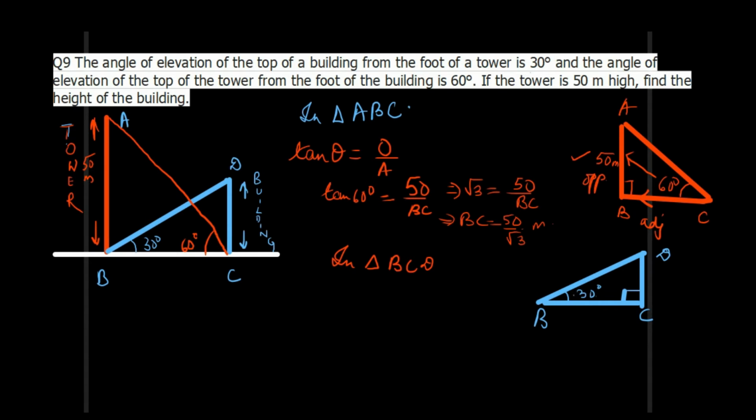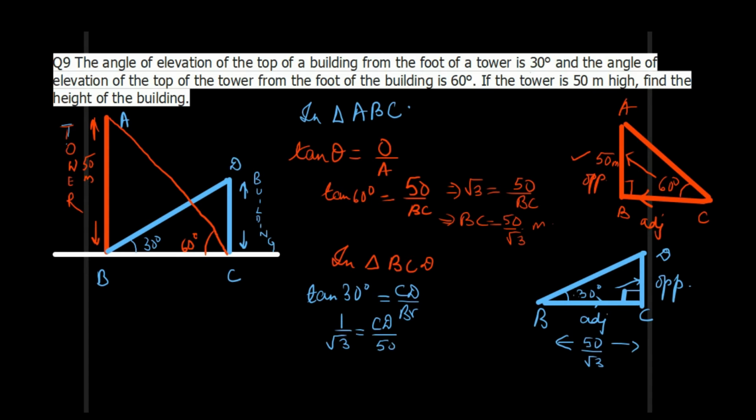Now angle is 30 degree, so BC will be the adjacent side and CD will be the opposite side. Again, this BC we now know is 50 upon root 3, so we can make use of this. So in this triangle, tan of 30 degree will be equal to CD upon BC. Let's put the values. Tan 30 degree is 1 upon root 3. CD we need to find, so let it be CD only. And BC is 50 upon root 3.